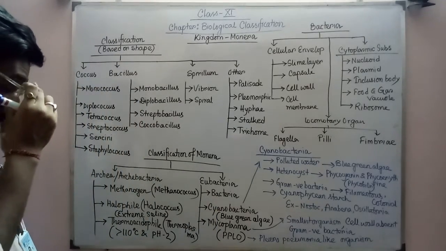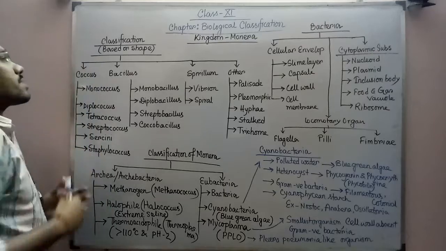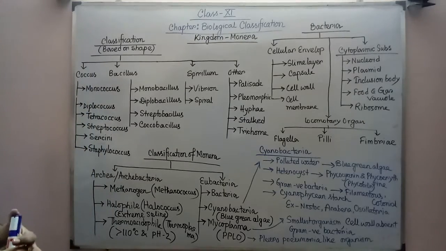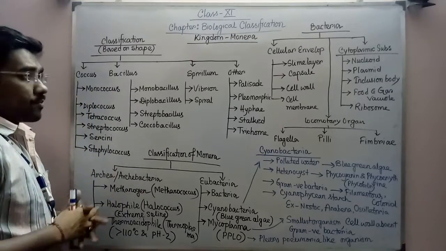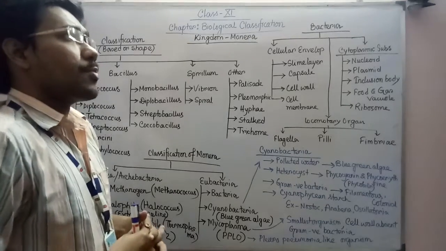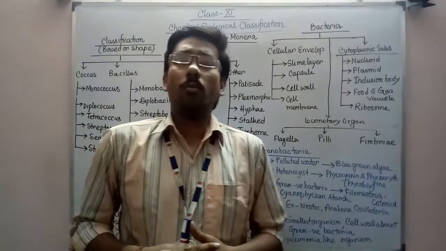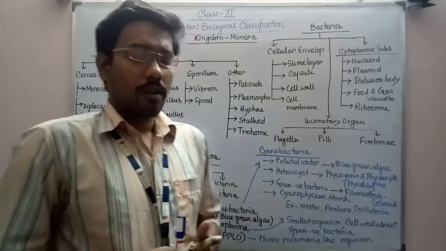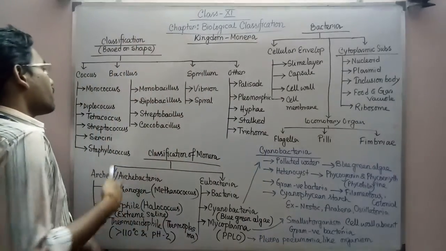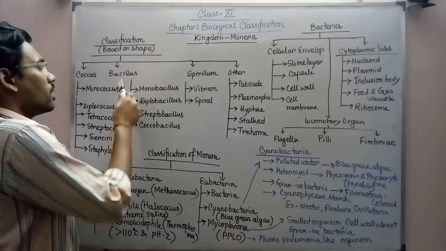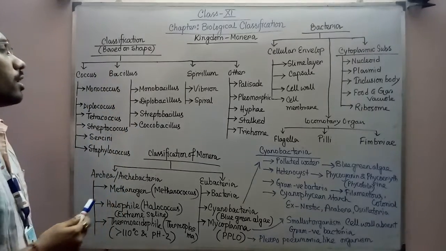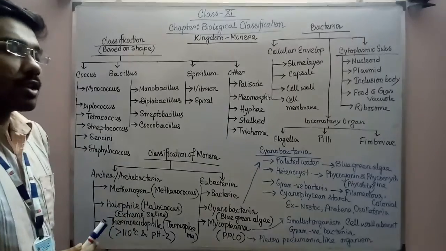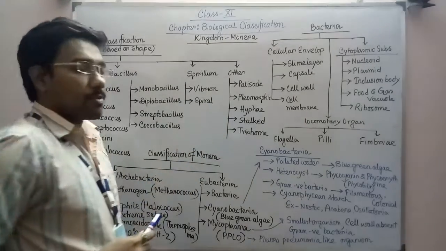So first we will start from the classification of kingdom Monera based on the shape. Specifically, if you study the shape of various bacterial cells, you can commonly find four types of bacterial cells based on their shape. First one, coccus bacteria. Second one, bacillus bacteria. Third one, spirillum bacteria, and fourth one, other shaped bacteria.